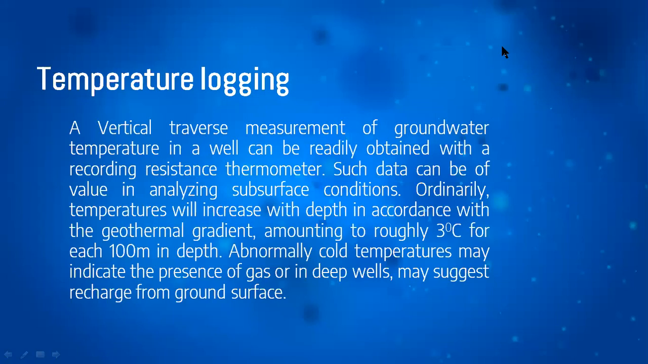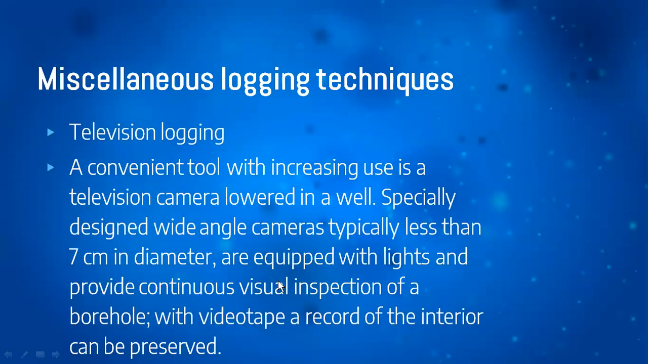Temperature logging, a vertical traverse measurement of groundwater temperature in a well, can be obtained with a recording resistance thermometer. Such data can be valuable in analyzing subsurface conditions. Ordinarily, temperature will increase with depth in accordance with the geothermal gradient, amounting to roughly 3 degrees centigrade for each 100 meters of depth. Abnormally cold temperature may indicate the presence of gas in deep wells, or may suggest a recharge from the ground surface. So there are a few miscellaneous logging techniques.